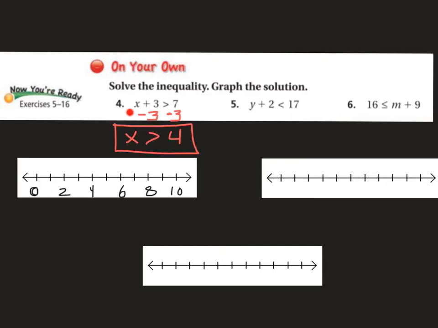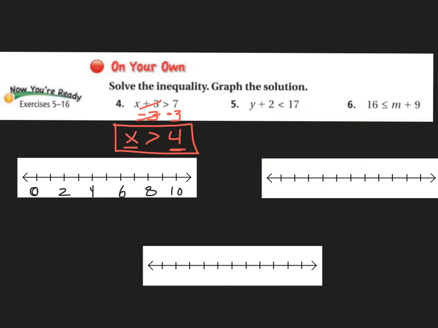All right, so in our first one here, we have x plus 3 is greater than 7. So we're going to subtract 3 from each side, and what that does is these 3s are going to cancel out. And so we're left with x on this side is greater than 7 minus 3, which is 4, on this side. So let's go ahead and graph this.